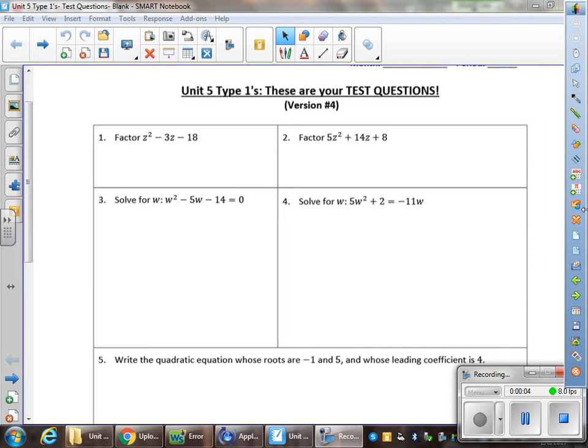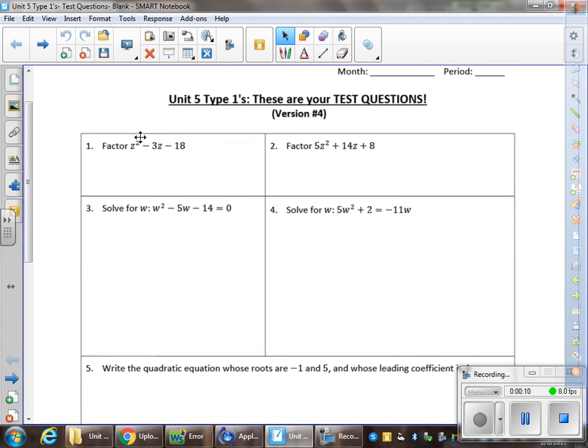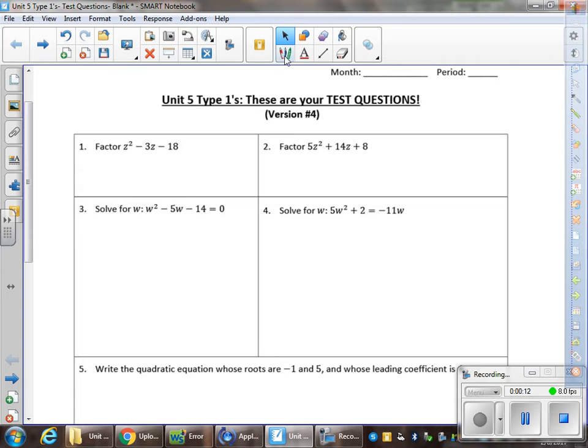Hi, everyone. So these are your notes for Unit 5, Quadratics. Number 1, factoring. So remember, for factoring, it's like a number puzzle. We need two numbers that multiply to negative 18, but add to negative 3.